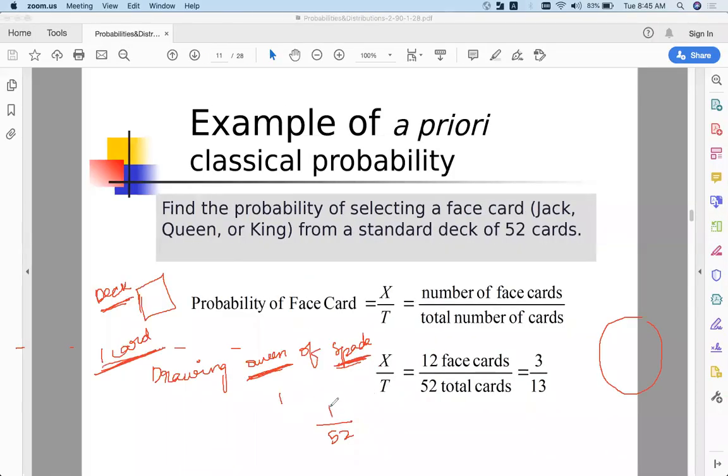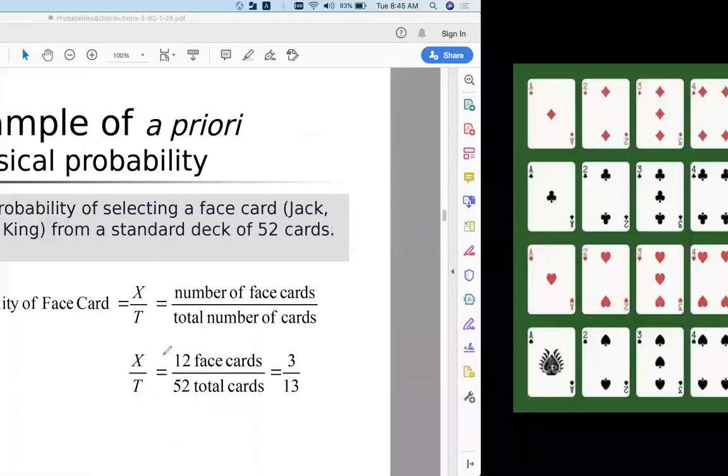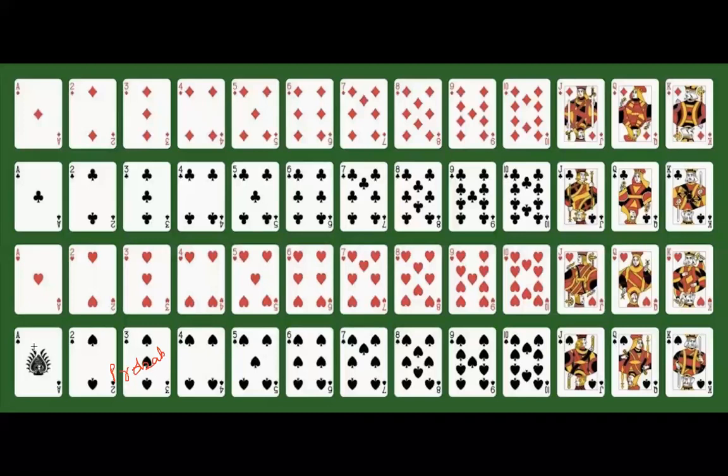Sorry, but I am confused with the question. Here the question is drawing the queen of spade. So I was thinking of the total number of cards of spade, and how many times that queen will come. So that's why I was thinking 1 by 12. 12 is the total number of cards of spade. 12, no, 13. Sorry, this is 13. 1, 2, 3, up to 13, right?